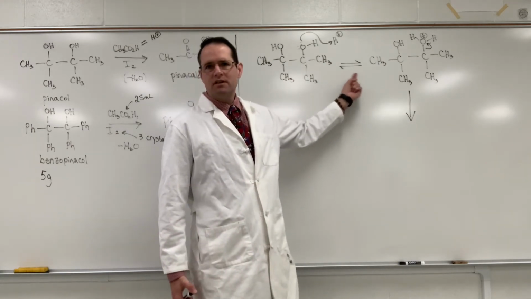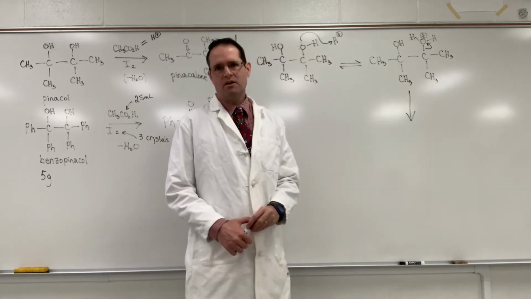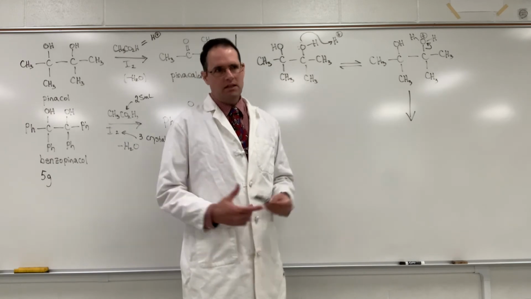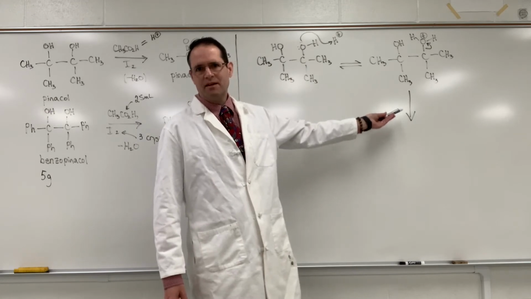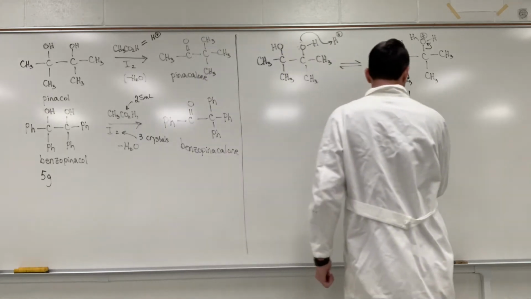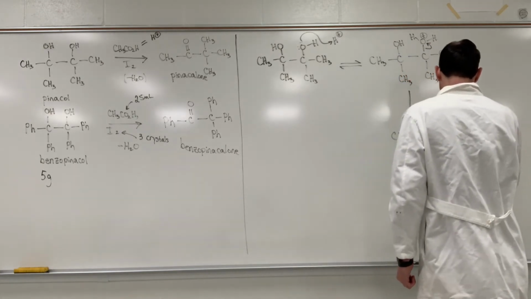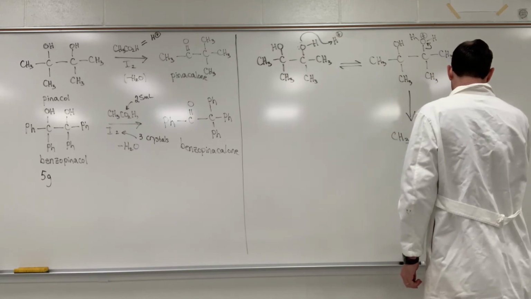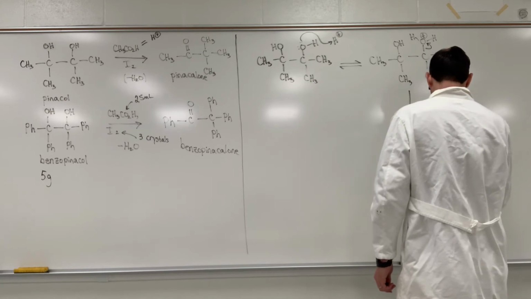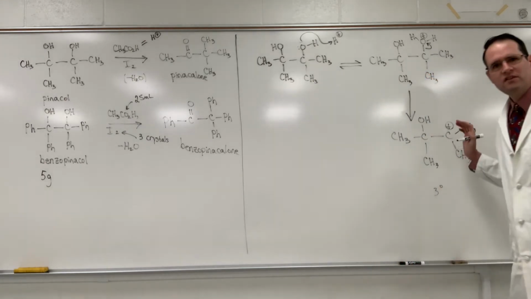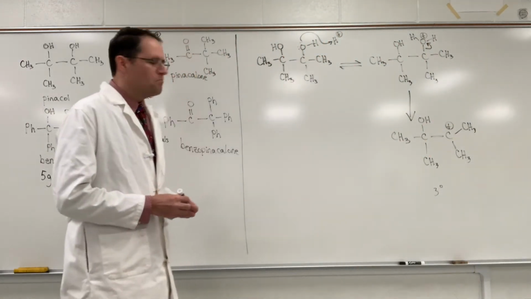Fast steps are generally in equilibrium. Slow steps, we usually use a one-way arrow, okay? So once you form the carbocation, it's going to be downhill from there, okay? So this is the hardest step, the rate limiting step or the rate determining step. So this is a tertiary carbocation, pretty stable, relatively speaking, but we can make it even more stable.